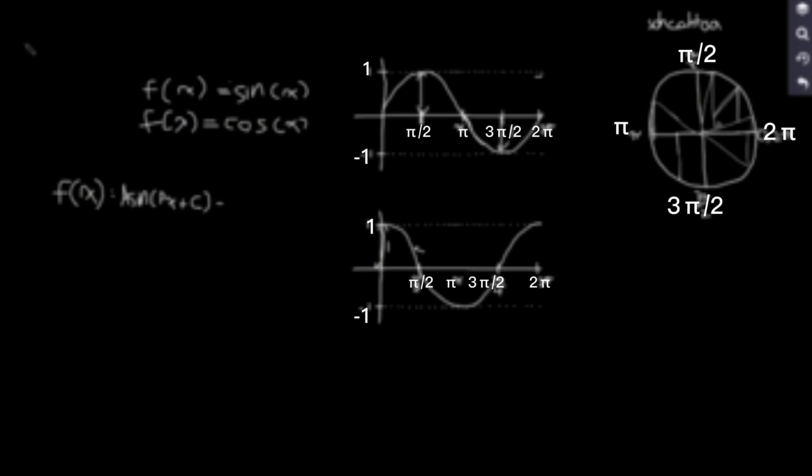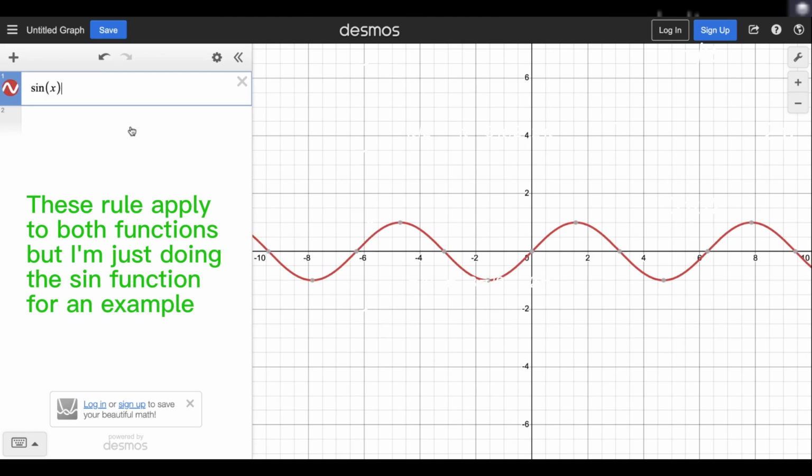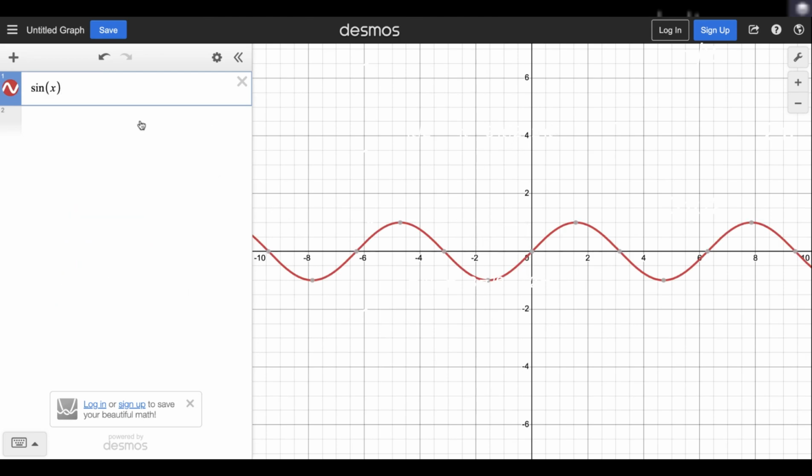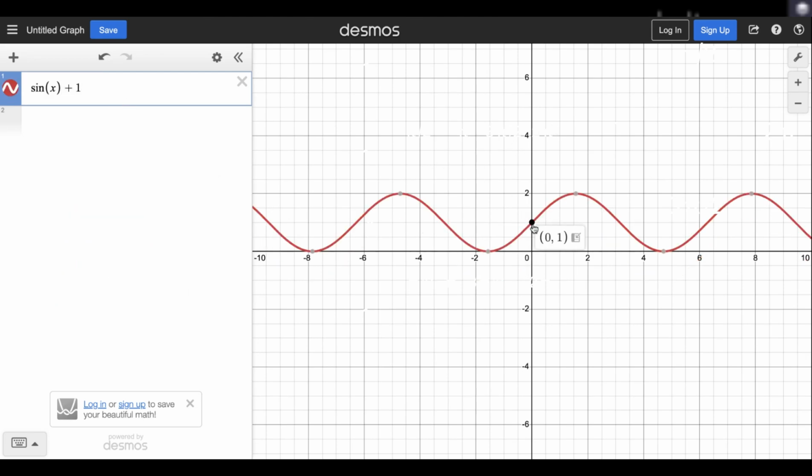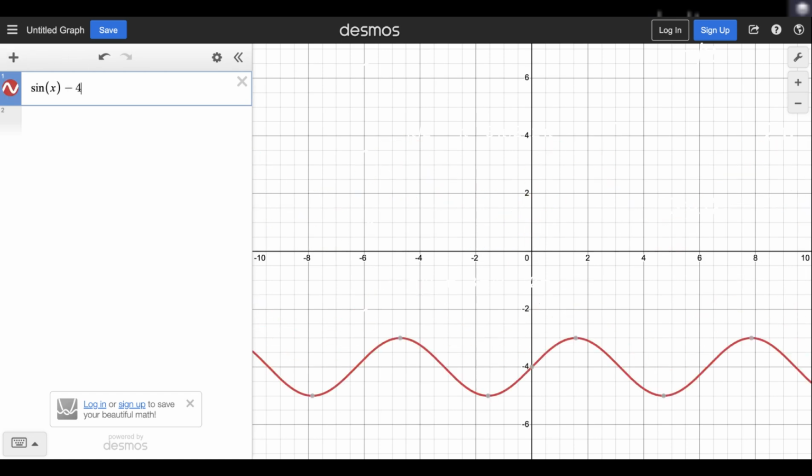So the generic formula for the sine function is f of x equals a sine of p times x plus c, minus this value, we'll say d. These values don't mean anything, and I'm just using them as placeholders to teach you guys. Well, this d value over here would determine where the function shifts up and down. So if it were sine of x plus 2, it would shift it 2 units up, and if it was minus 3, it would shift it 3 units down.